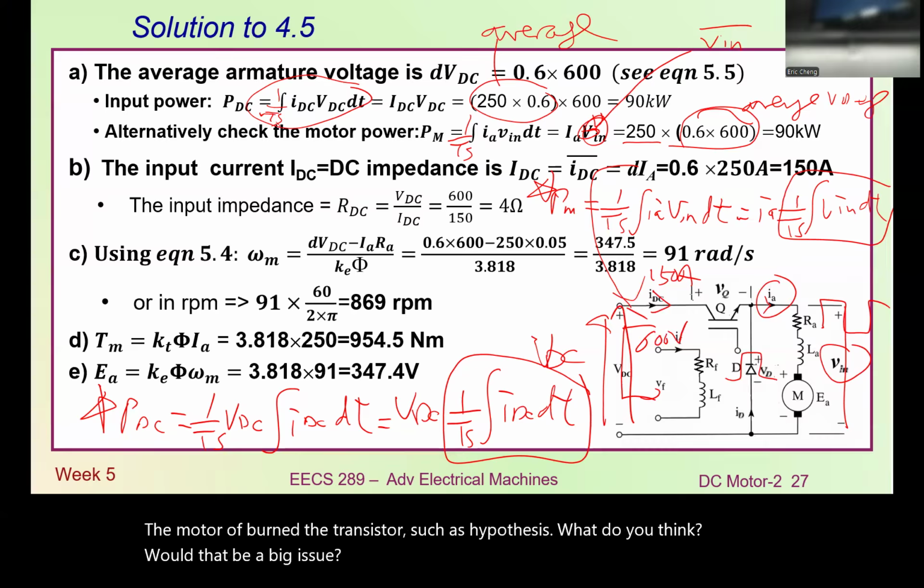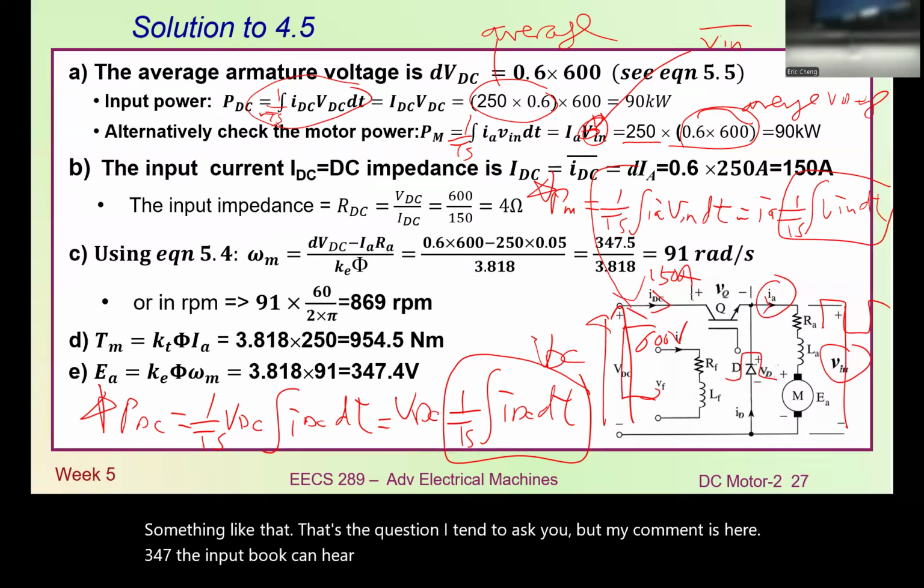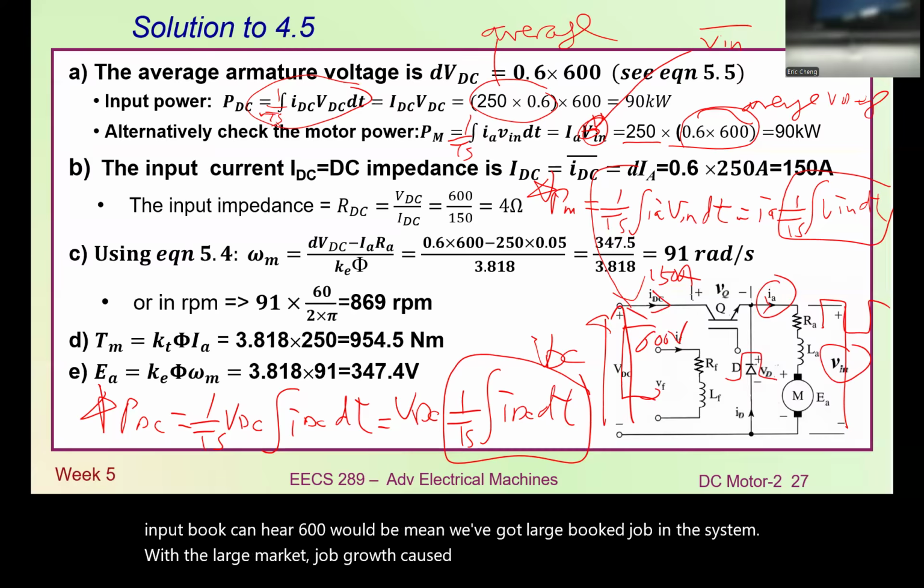This is due to this duty ratio, right? Something like that. That's the question I tend to ask you. But my comment here is the back EMF here 347, the input voltage here 600. Would that mean we've got large voltage drop in the system? Would that large voltage drop cause an inconvenience or damage to the system? What do you think, Stefan?